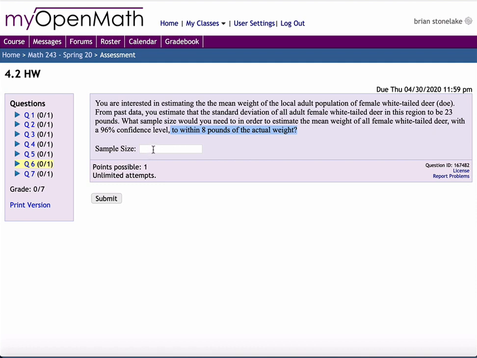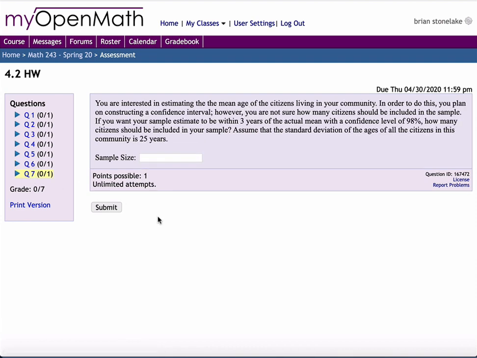I think your answer will end up being a decimal. And remember, you want to round this up to the next whole number. So if your answer is 193.1, you'd actually type in 194, surprisingly. So that's the idea for both 6 and 7. You do the same thing twice.